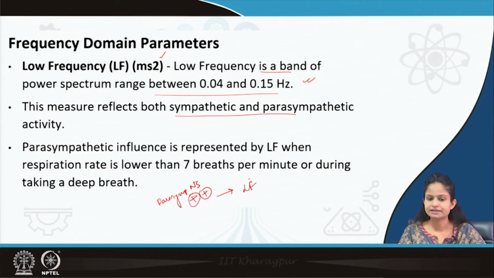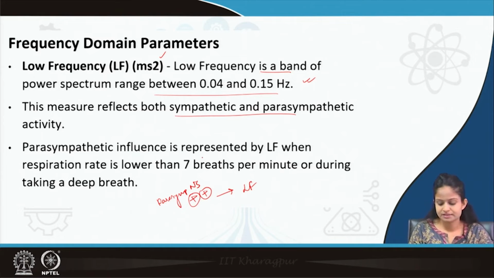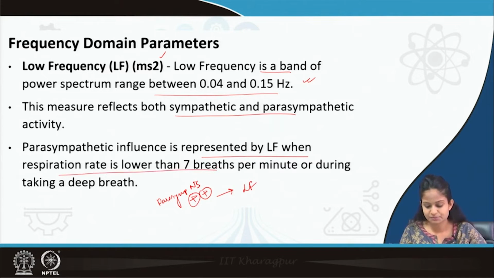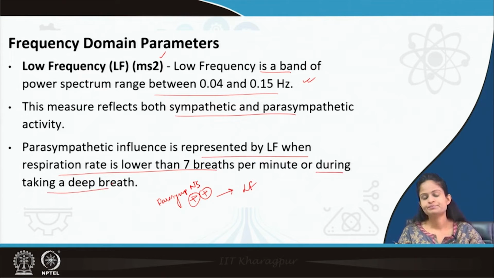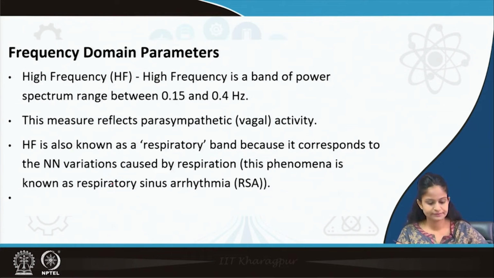That means, whenever there is increased sympathetic activity, the LF value will get raised. But if the parasympathetic activity is increased also, then also your LF values will get raised, because at that time the person is having deep breathing. So, parasympathetic influence is presented by LF when the respiration rate is lower than 7 breaths per minute or during a deep breath. That is why the person should have natural breathing and it should not be controlled breathing.